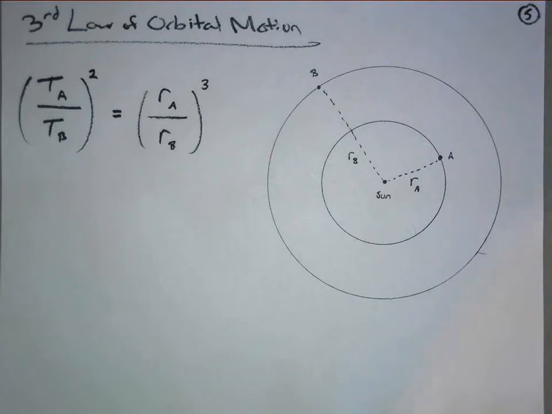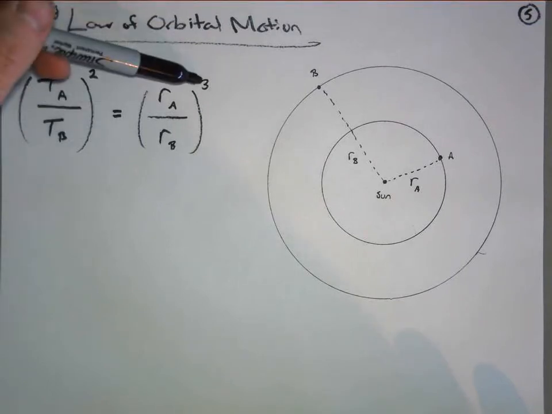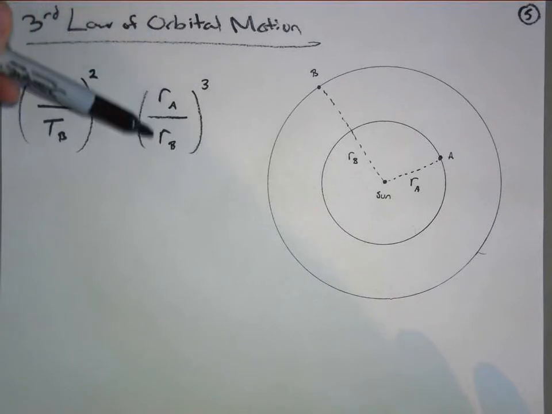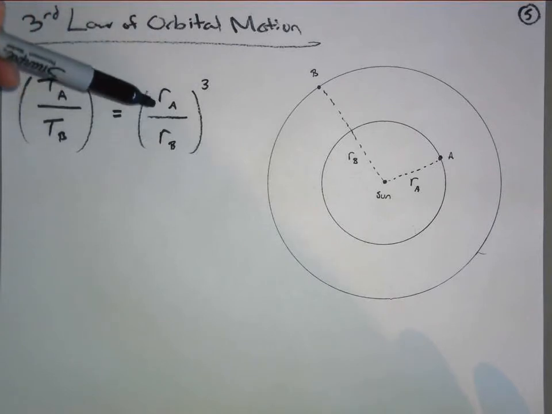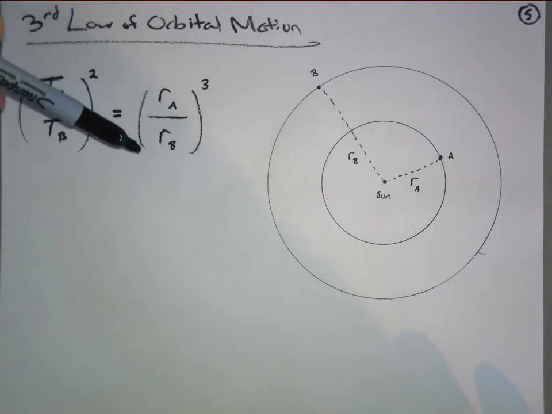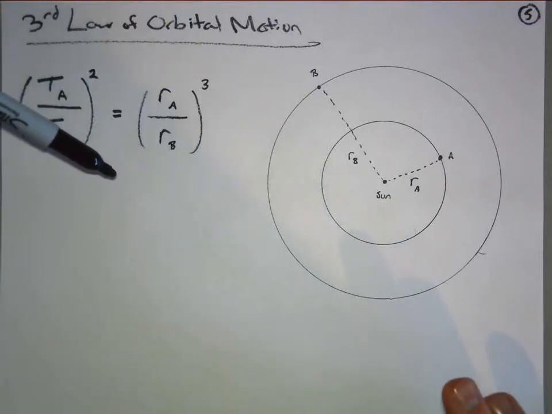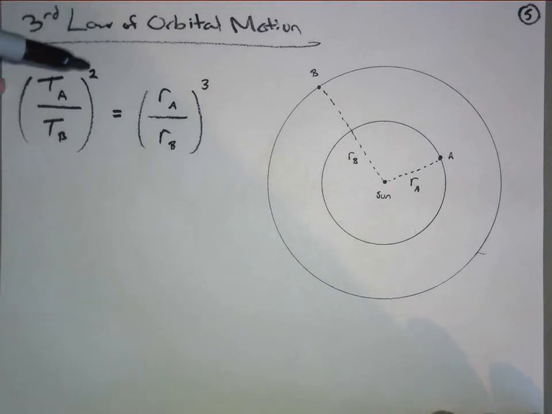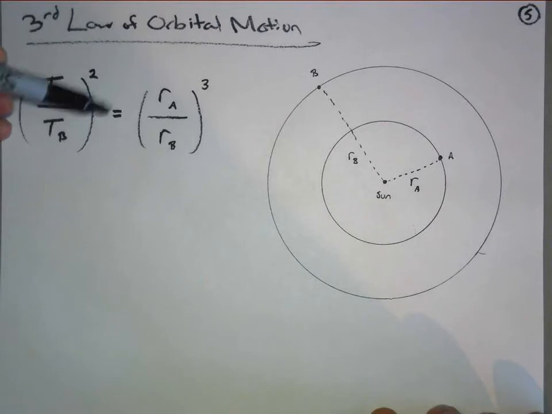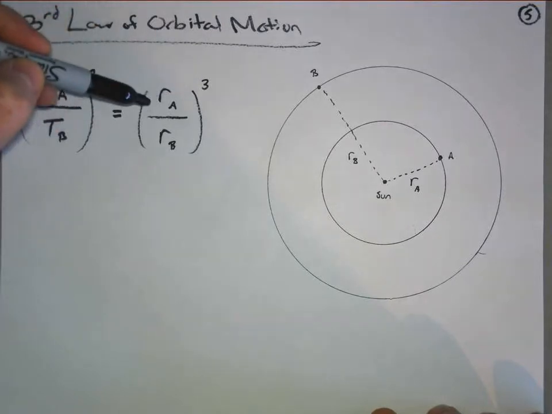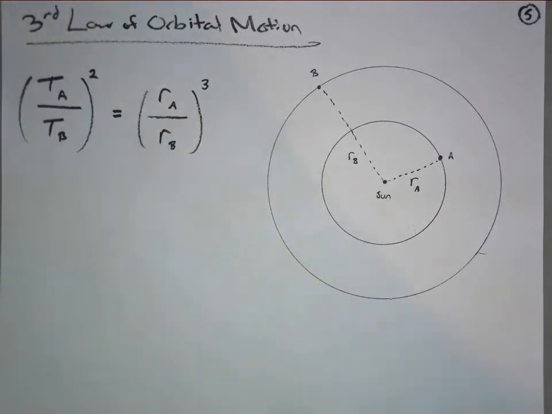So here's how you read this. The square of the ratio of the periods of two planets is equal to the cube of the ratio of the orbital radii of the planets. Now, I don't want to have to write that down in words right now. I'll say it one more time. The square of the ratio of the orbital periods is equal to the cube of the ratio of the radii of those same two planets. This is one way of looking at Kepler's third law of orbital motion.